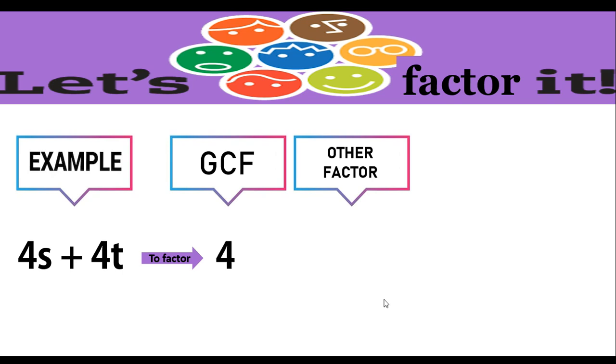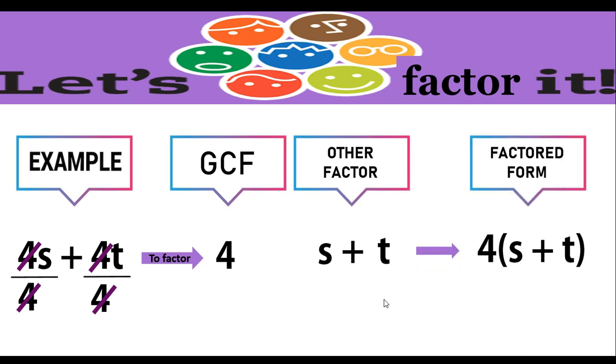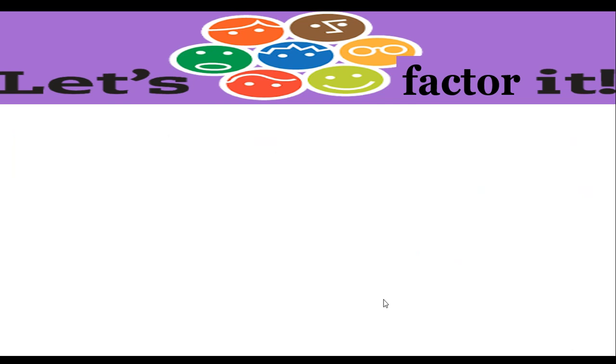To get the other factor, we simply divide each term by the GCF 4. So if we divide the first term by 4, the answer is s, plus 4t divided by the GCF, the answer is t. If we write this in factored form, the answer is 4 times the quantity s plus t.